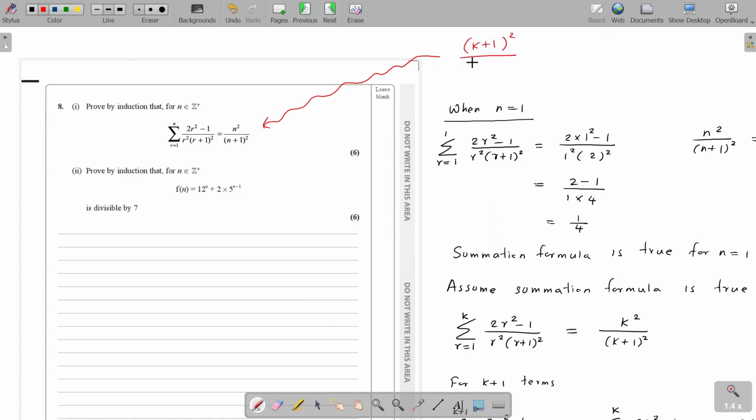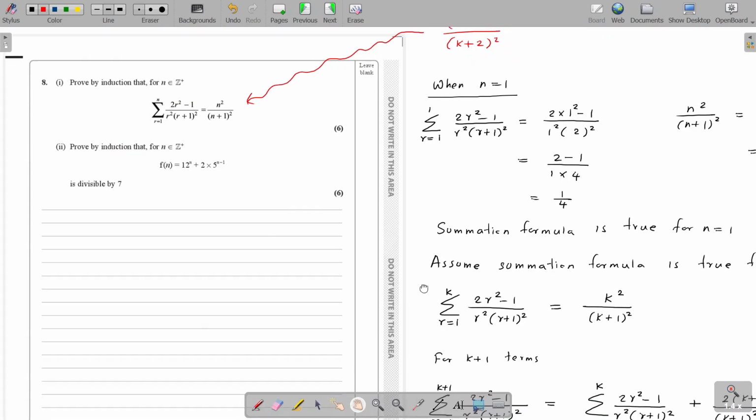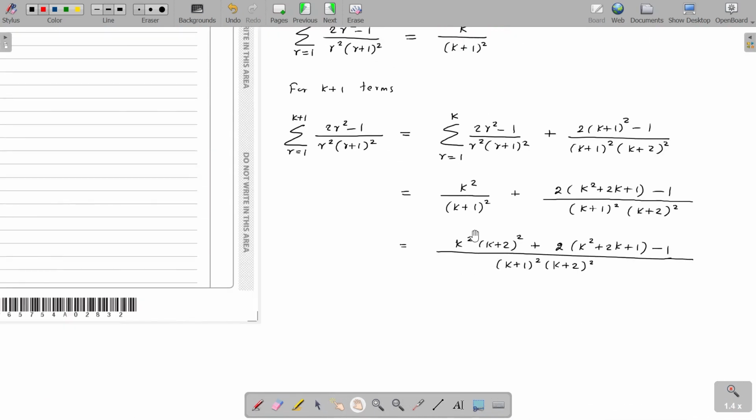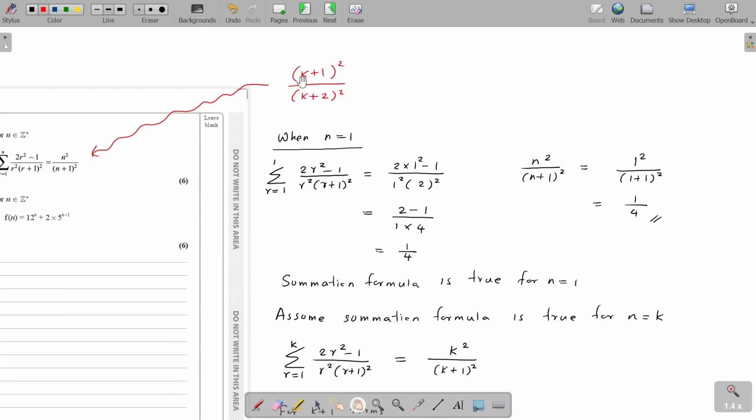When I open this summation manually to k plus 1 terms, I have to replace n with k plus 1, and I have to get this answer by opening the summation formula manually. So right now I have opened the summation formula manually. Now I need to show that this particular summation formula will give me an answer that looks like this. Okay, so shall we simplify? Okay, let's open the brackets now.